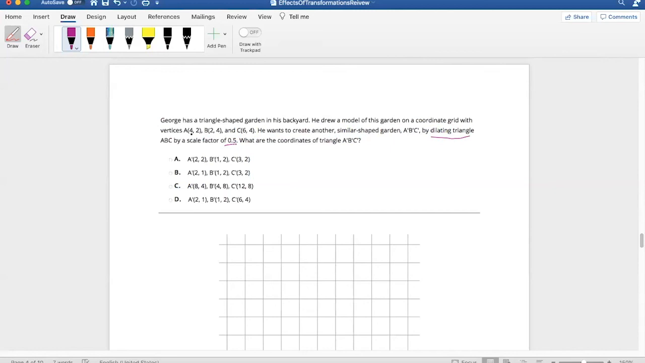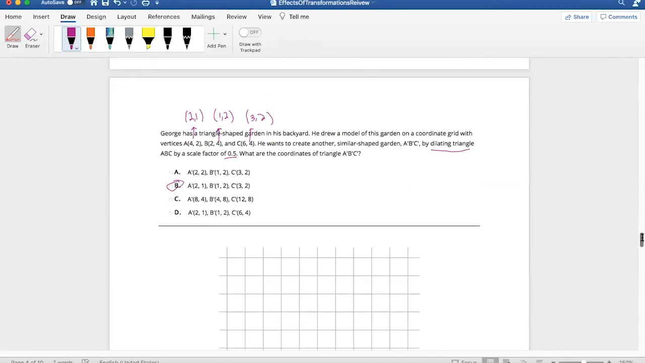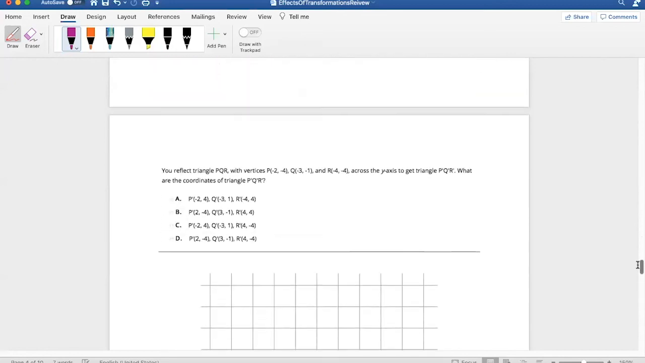So basically I'm multiplying everything by a half, 0.5. And so this point, if I multiply both those numbers by half, are going to become 2, 1. Multiply this one by half, 1, 2. And this in half, 3, 2. And those are my A prime, B prime, and C prime now. And so that would match up with that one. It's a lot of letters to look at, so you just got to be careful when you're looking through those.